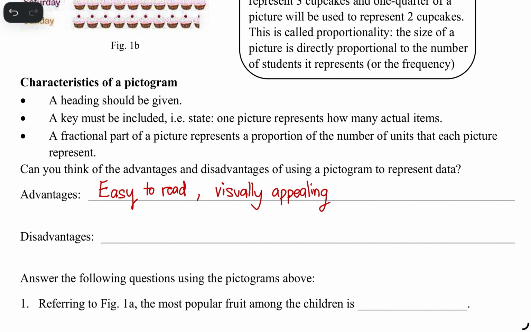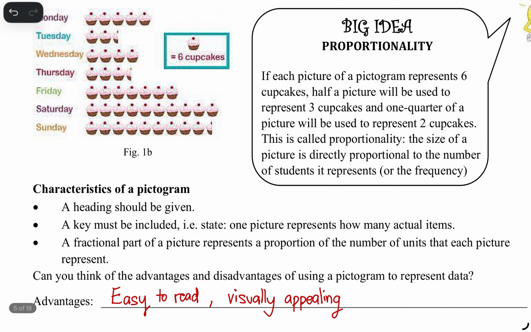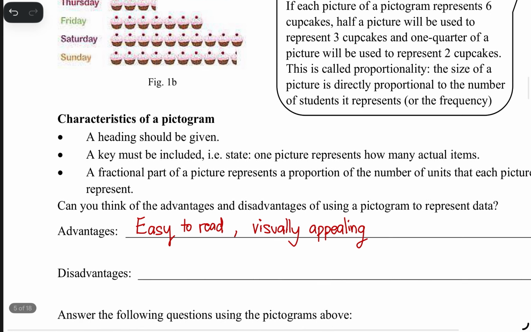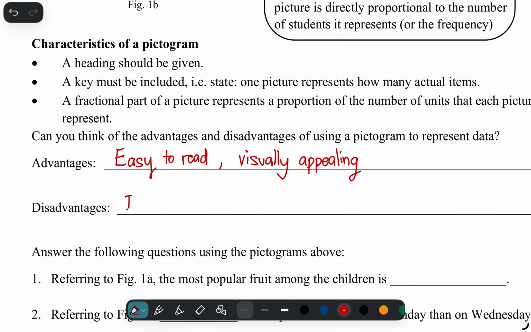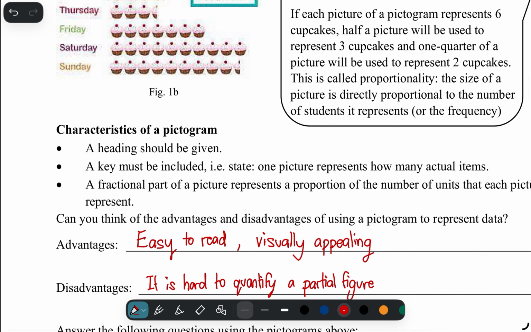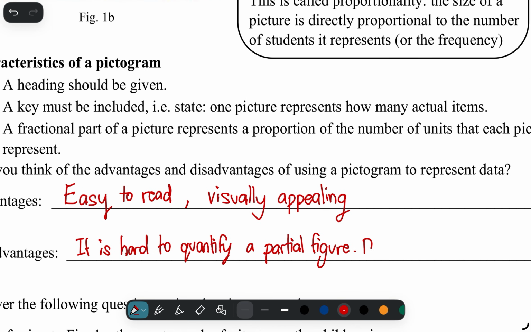But a disadvantage of this is that, let's say over here, one cupcake represents 6 cupcakes. What if I have one cupcake only? How do I cut this cupcake into 6 parts? It is a bit difficult. So the disadvantage over here is that it is hard to quantify a partial figure. If I have only one cupcake in this case, it's very hard to cut this cupcake into 6 parts.